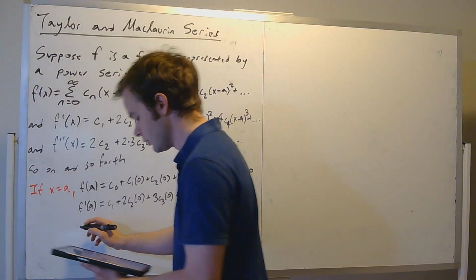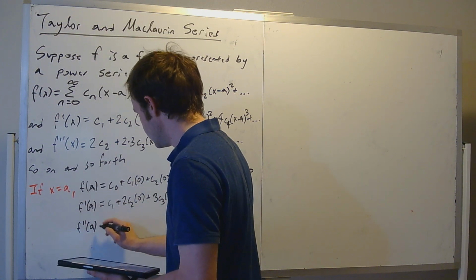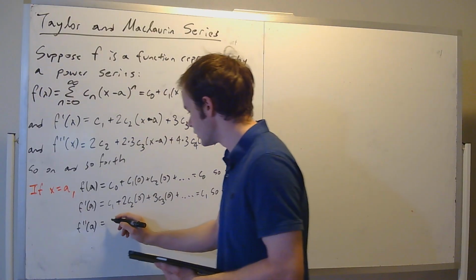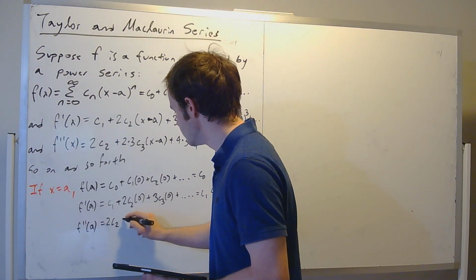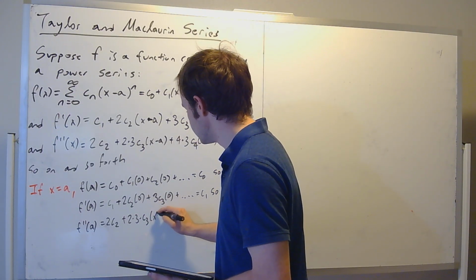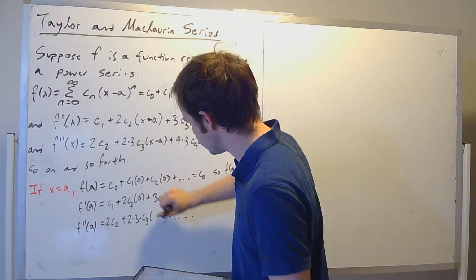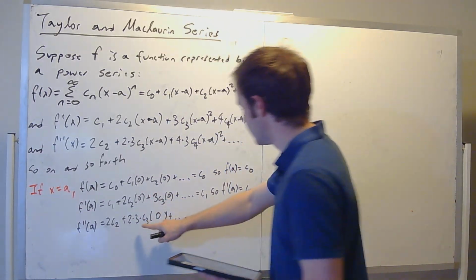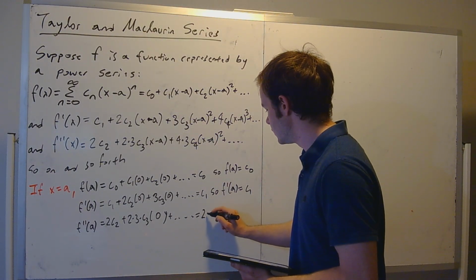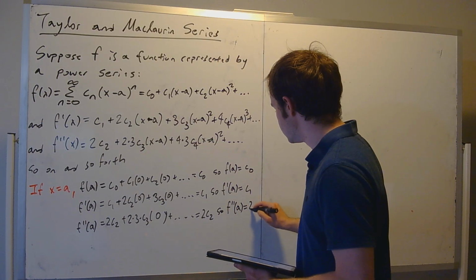And let's look at just this one last thing. Let's say we have f double prime of a. Then again, we just plug in a here, everything to the right goes away, and we're going to get 2C2 plus 2 times 3 times C3 times x minus a, and so on. This is 0 since we're plugging in a. And everything to the right is also going to be 0 here. So again, we're going to get 2 times C2. So f double prime of a equals 2C2.